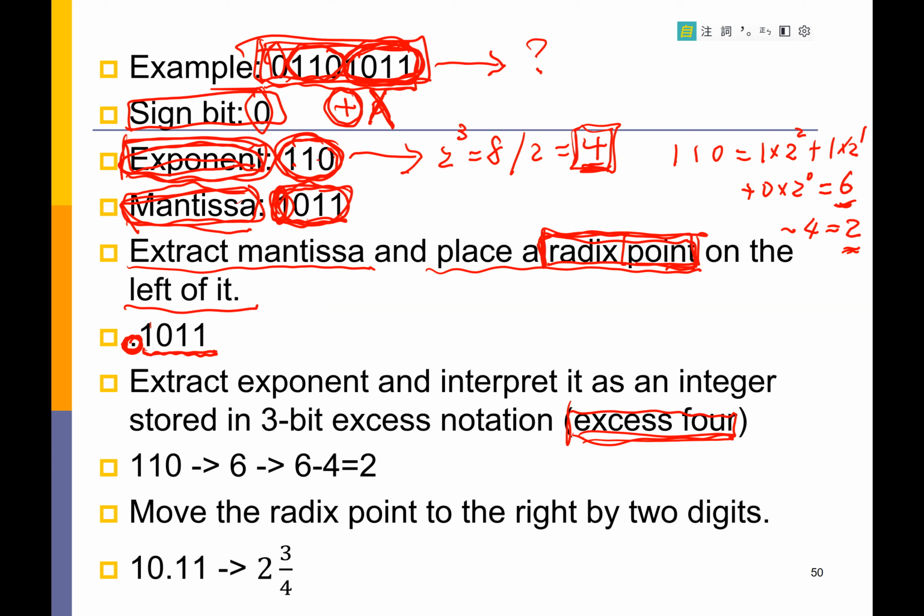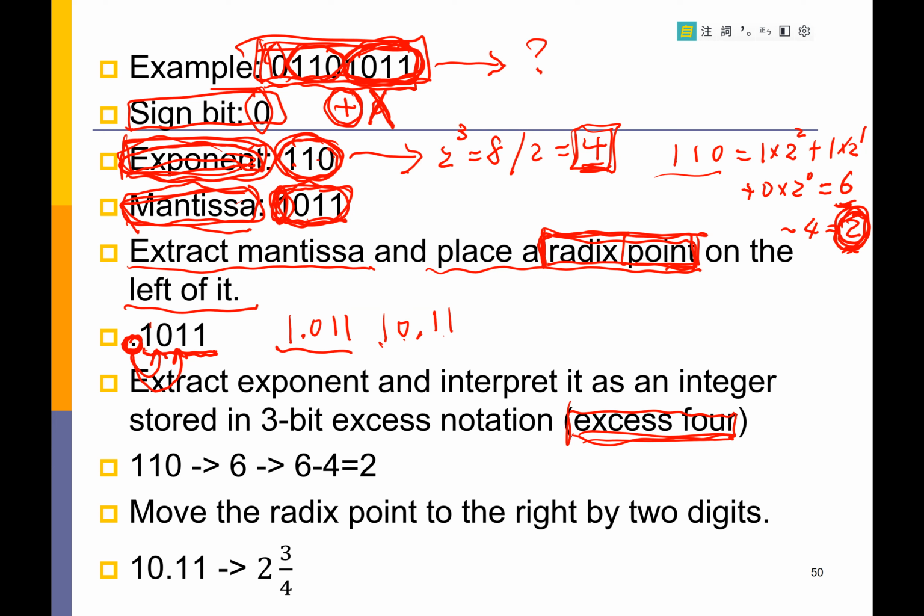So, 0.1011 times 2 to the power of 2. It means we have to move this radical point to the right by 2. By 1, we get 1.011. By 2, we get 10.11. We move this dot to here by 1 position, and to here by 2 positions. Since the exponent field gives me a value of 2, we need to move 2 positions. In fact, it's getting bigger.